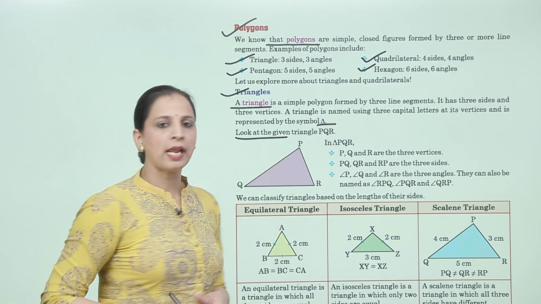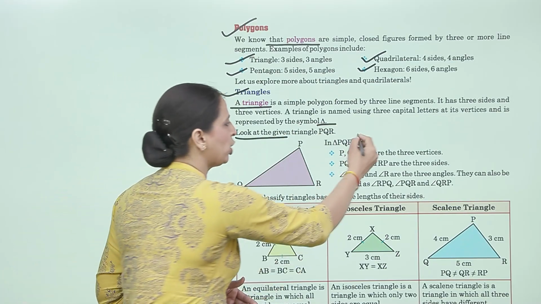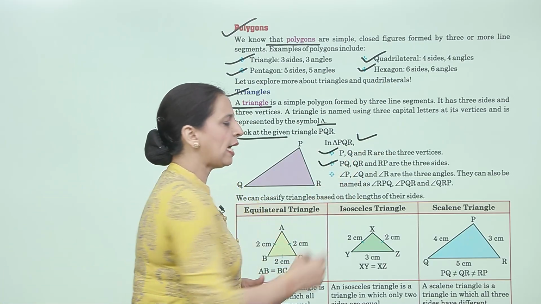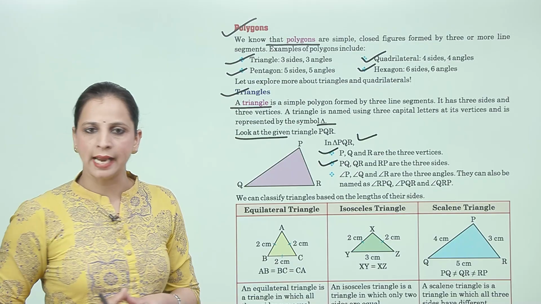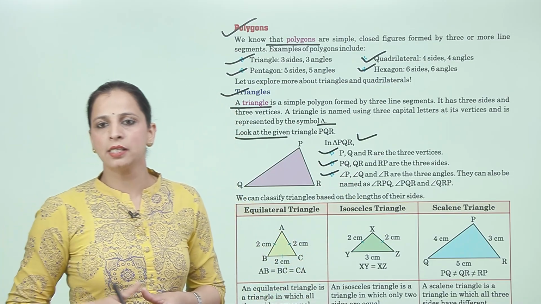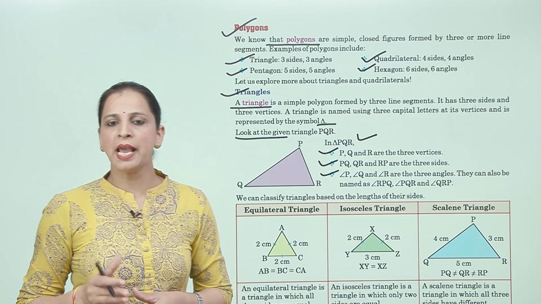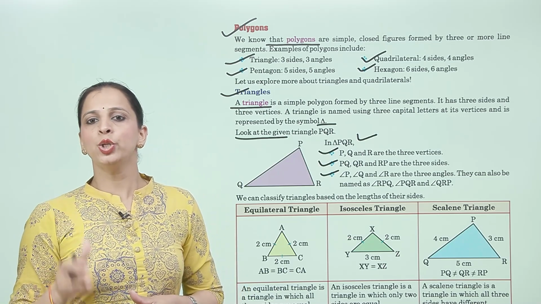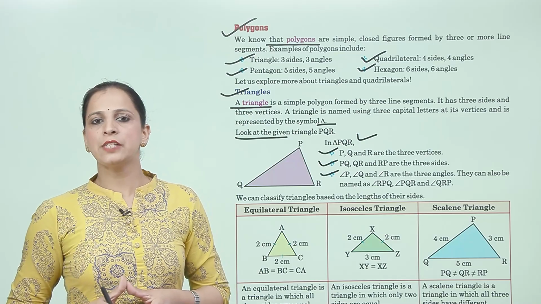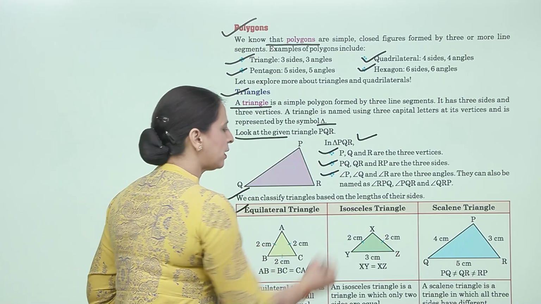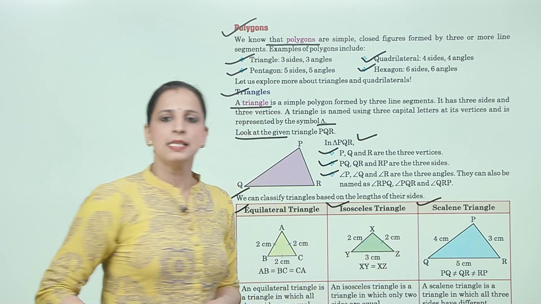Look at the given triangle PQR. In triangle PQR, P, Q, R are the 3 vertices. PQ, QR and RP are the 3 sides. Angle P, angle Q and angle R are the 3 angles. They are also named as angle RPQ, angle PQR and angle QRP. We can classify triangles based on the length of their sides. Now, equilateral triangle, isosceles triangle and scalene triangle.